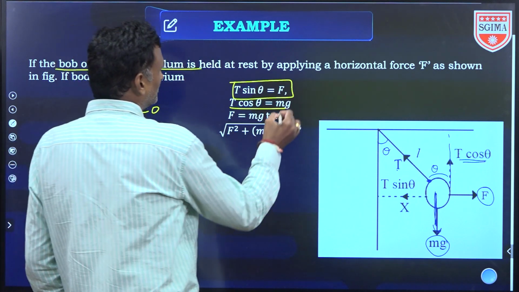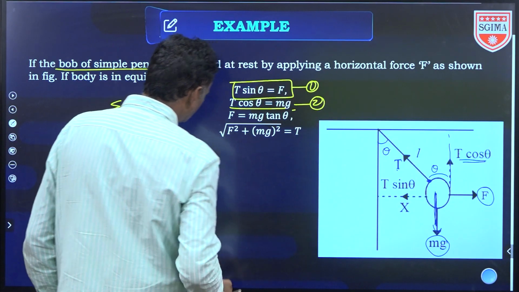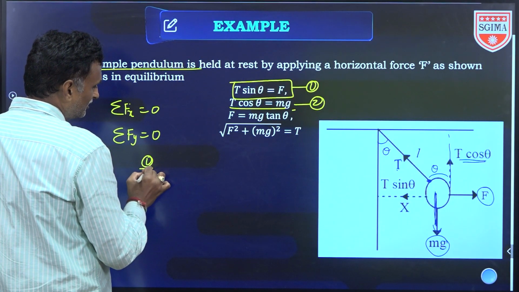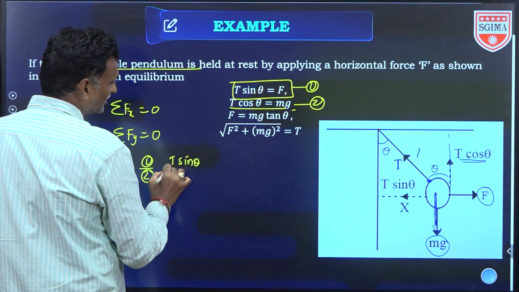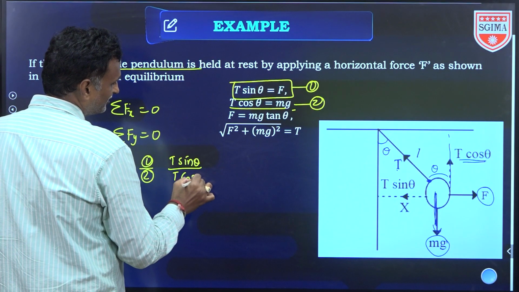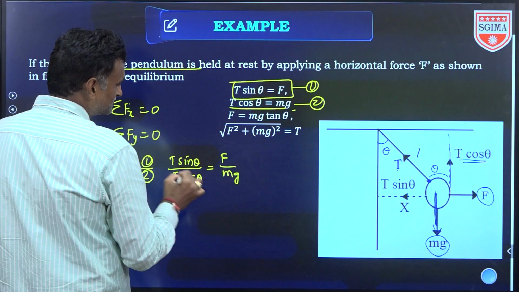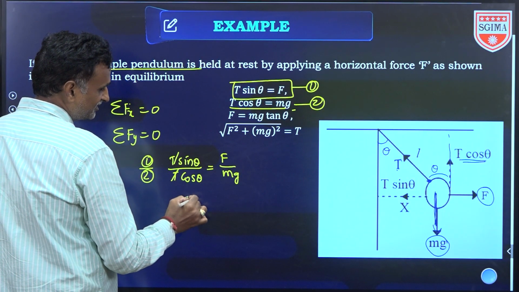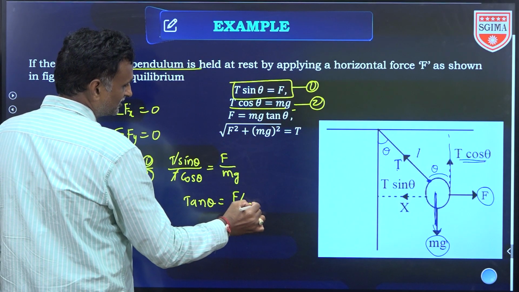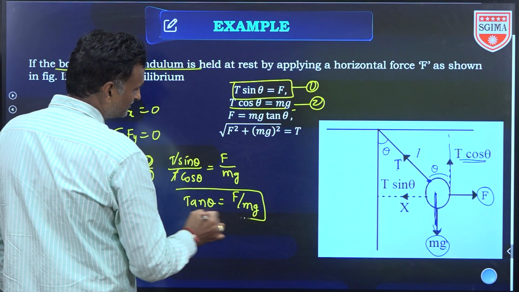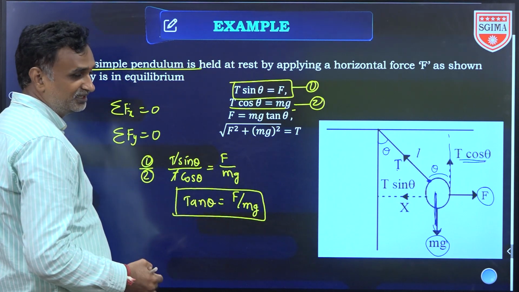Okay? So now we can take this as equation 1 and this as equation number 2. Let me do 1 upon 2. In the first equation we have T sin theta, and in the second equation we have T cos theta, that is F upon mg. So T cancels, sin by cos is tan theta, that is F upon mg. So if F is given, then we can find theta, or if theta is given, we can estimate F.